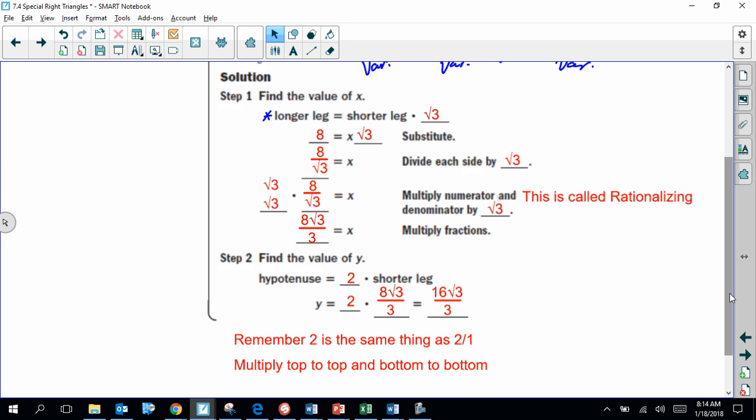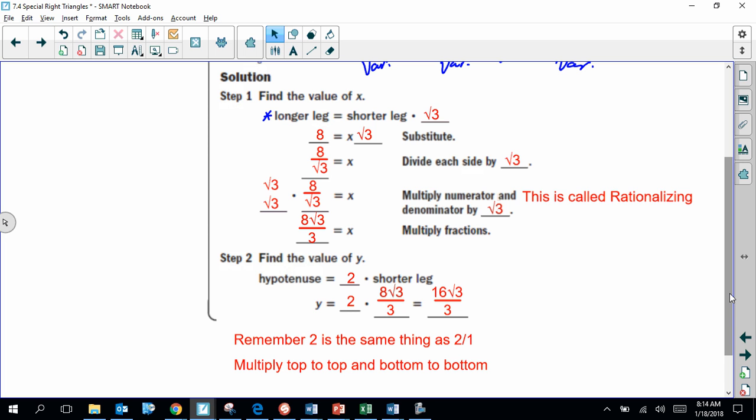Now remember, when we multiply fractions, multiplying fractions is no problem, top times the top, bottom times the bottom. So 2 is the same thing as really just 2 over 1, so the 2 gets multiplied to the 8 in the numerator of the fraction on the right, giving us a 16 radical 3. And in the bottom, we just have 1 times 3, which just gives us a 3. So our final answer as an exact number would be 16 radical 3 over 3.